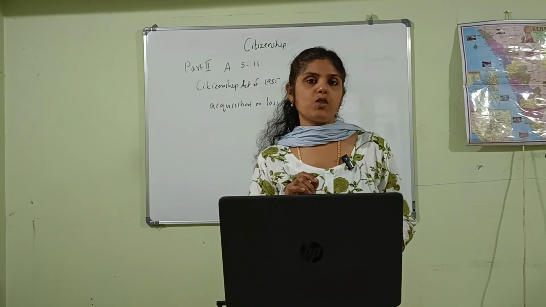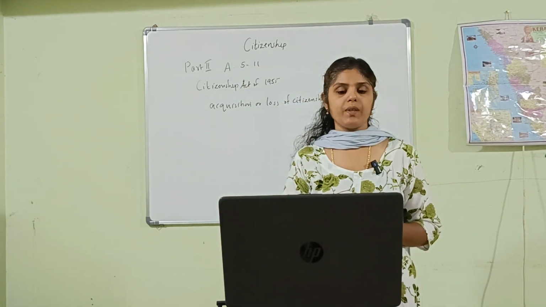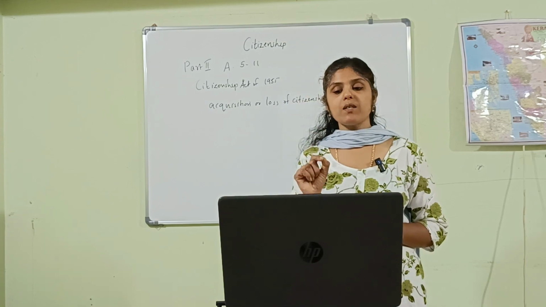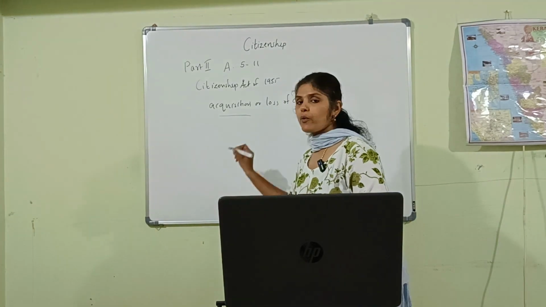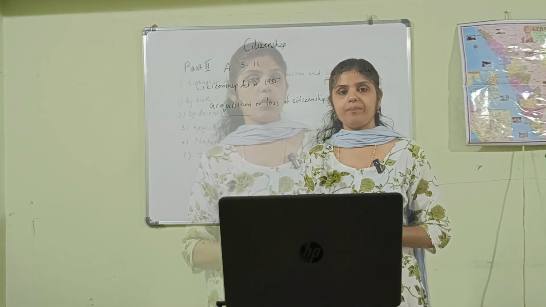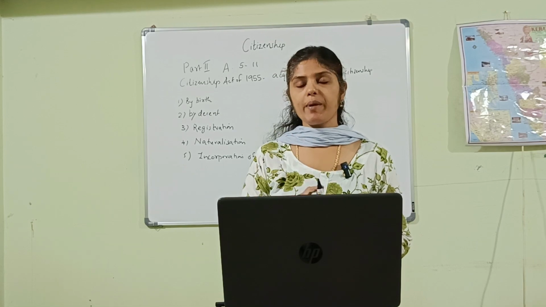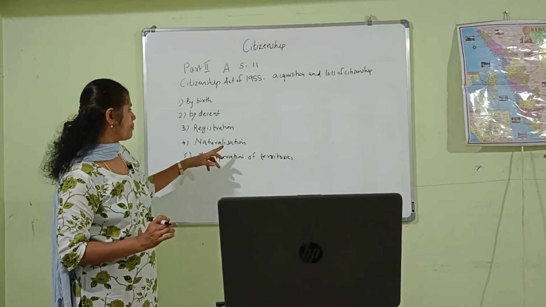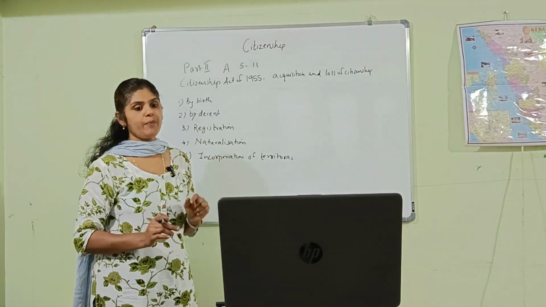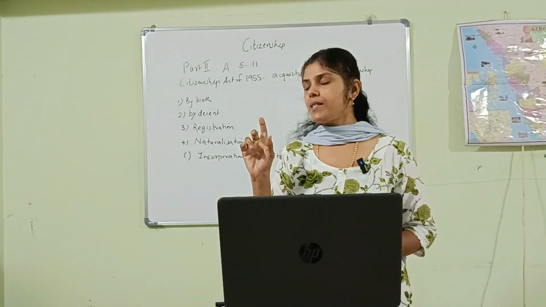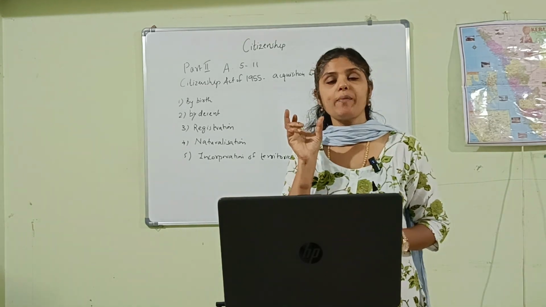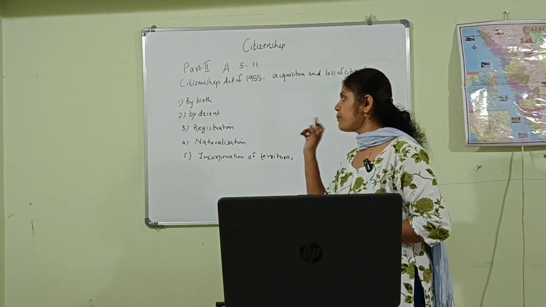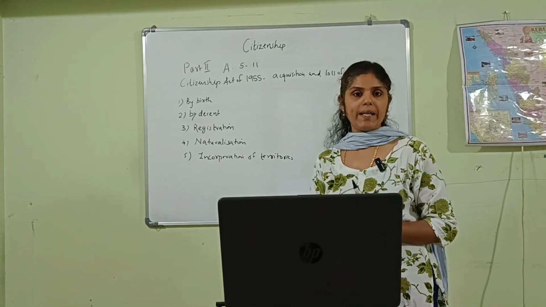First, acquisition of citizenship. How can citizenship be acquired? In India, the Citizenship Act of 1955 prescribes 5 ways of acquiring citizenship. Which are the 5 ways? Indian citizenship can be acquired by birth, by descent, by registration, by naturalization, and by incorporation of territories. The Citizenship Act of 1955 provides these 5 ways of acquiring citizenship.